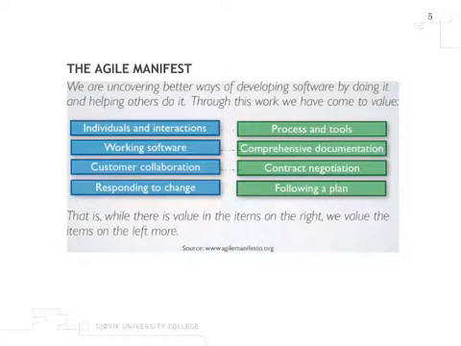So the Agile Manifesto says, we are uncovering better ways of developing software by doing it and helping others to do it. Through this work we have come to value, on the left side, individuals and interactions, working software, customer collaboration, responding to change, more than on the right side, process and tools, comprehensive documentation, contract negotiation, and following a plan. So, as it says on the last line, while there is value in the items on the right, we value the items on the left more.